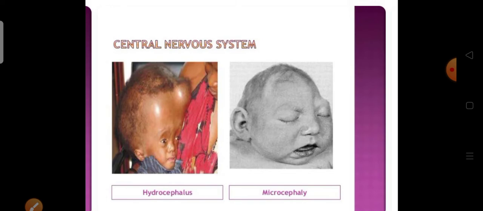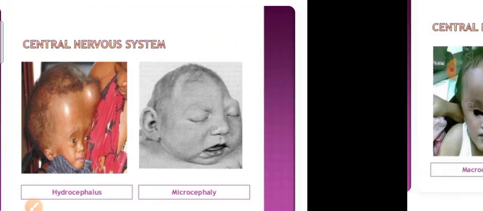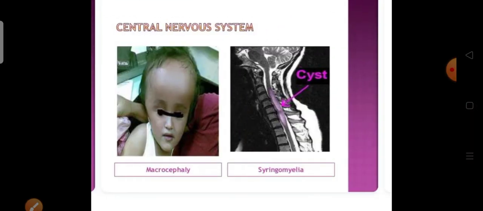So that is the reason the face may be small and the head is big. Actually, the normal head circumference at the time of a newborn baby is 33 centimeters, but here it will be above 33 centimeters. Microcephaly is nothing but a small head. Here the face is big, head is small. Next, macrocephaly, here the face is small, head is big.